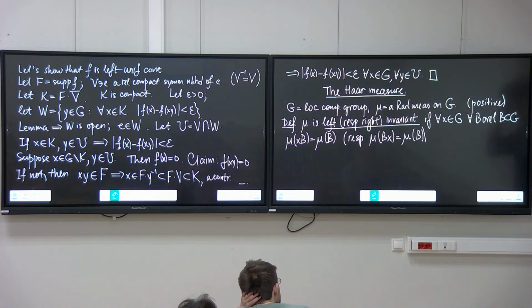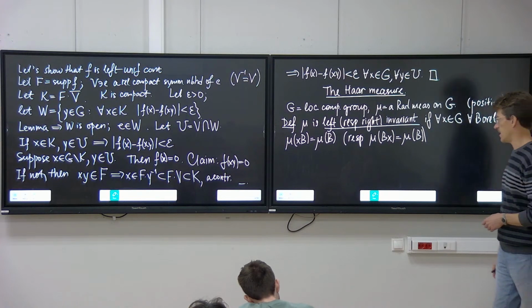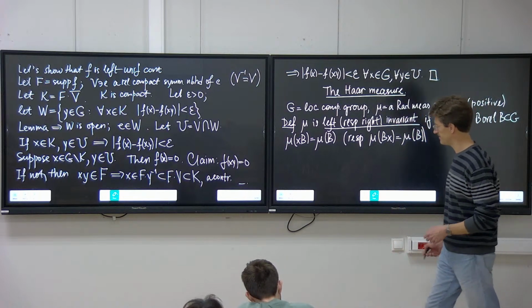Of course, we always have a trivial example, that is the measure which is identically zero. It is both left and right invariant. This is not very interesting. The interesting case is the case where mu is not identically zero.